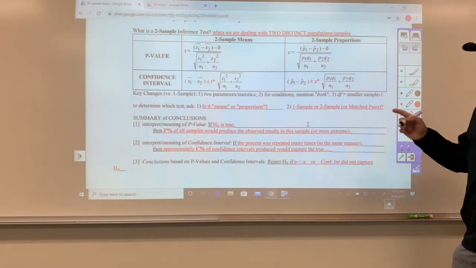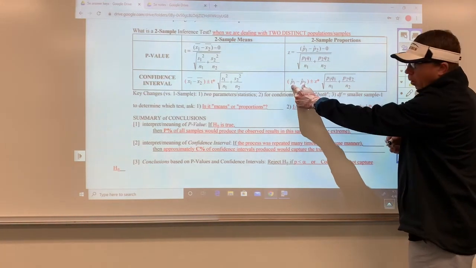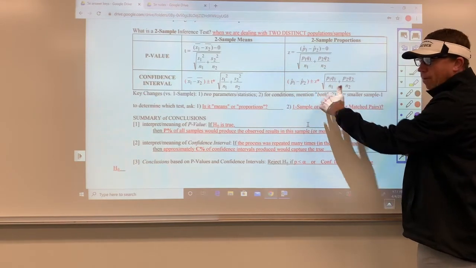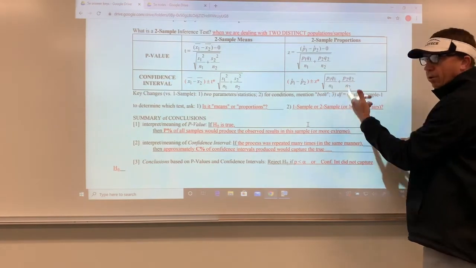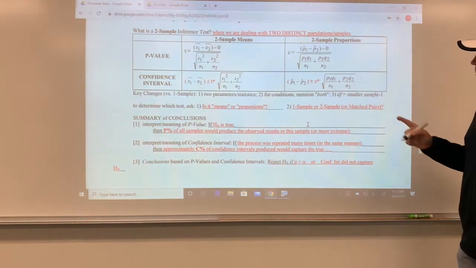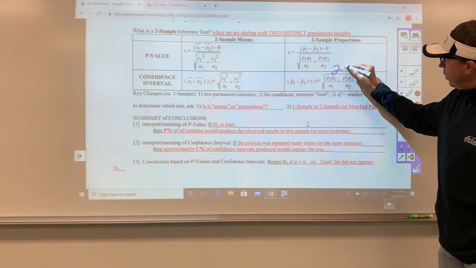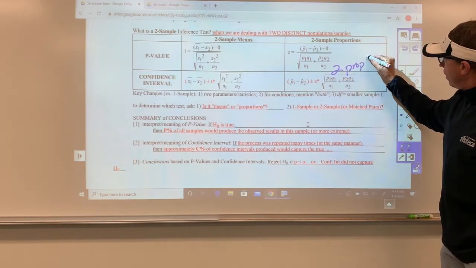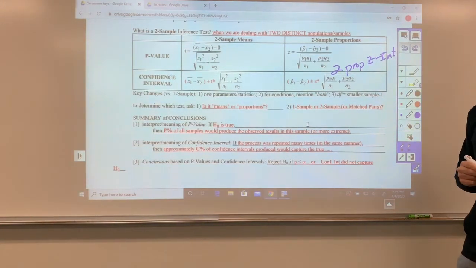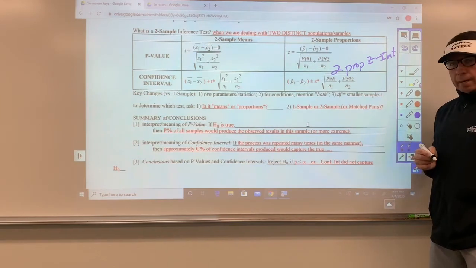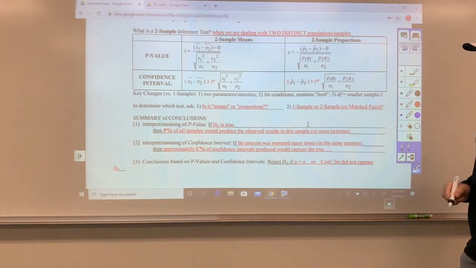For the confidence interval, it's very similar. The difference between the 2 sample proportions, plus or minus z star, that's the bottom of the page, multiplied by the standard deviations that are combined, which is again Pythagorean. But again, after you write this out, you're most likely going to go to 2 prop z interval on your calculator. That's probably what you're going to be doing, okay? All right, so far I'm just giving you all the background to this.